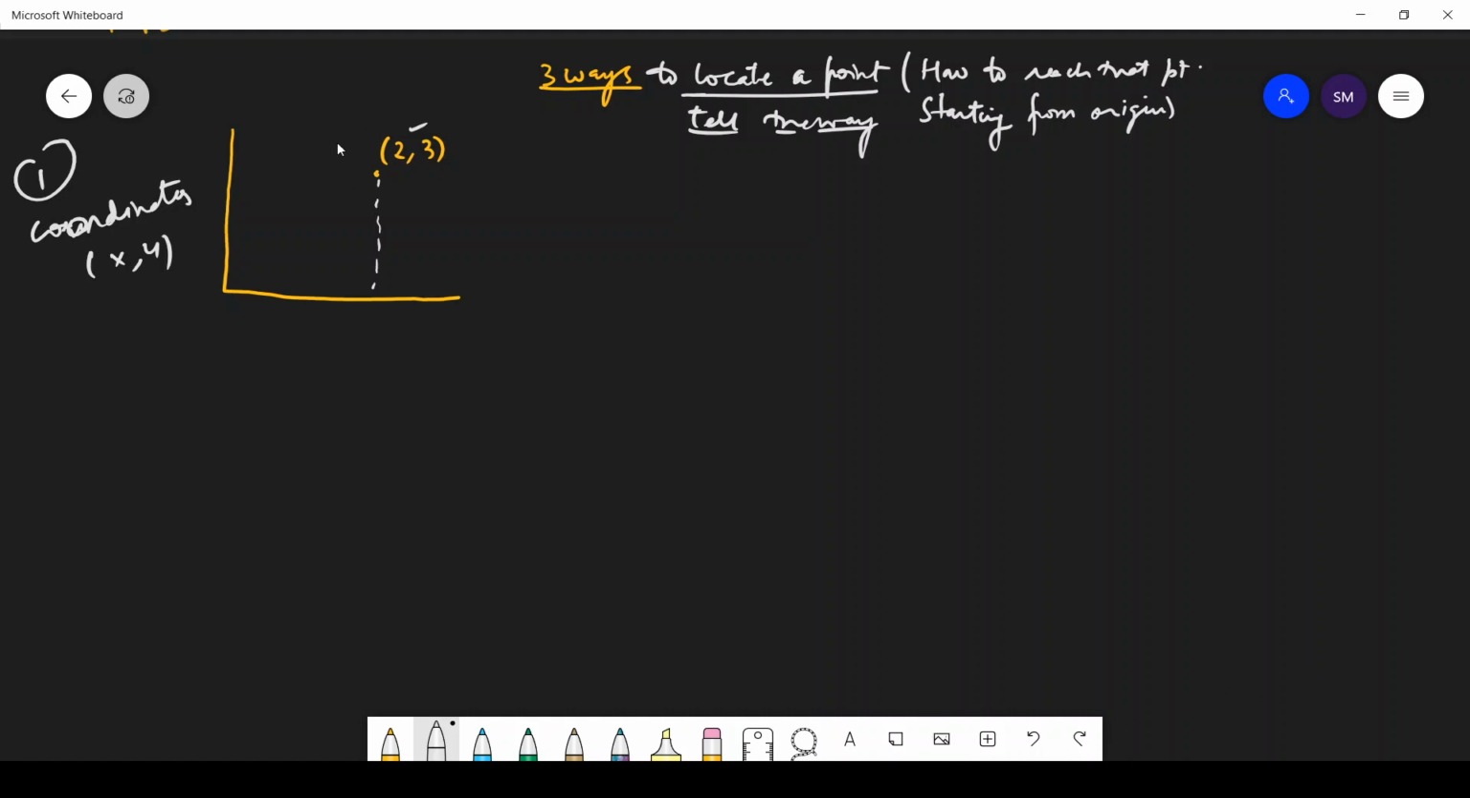So students, there are three ways to locate a point. The first way, the three prominent ways that we are discussing. So these are xy coordinates. Move 2 units on the x-axis, okay, 2 units. And then y is 3. So move 3 units along the y-axis, and you have reached your location.